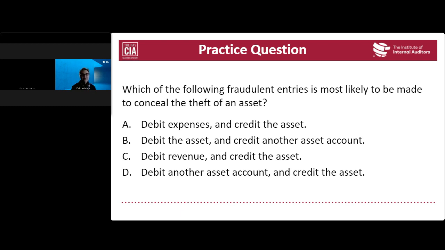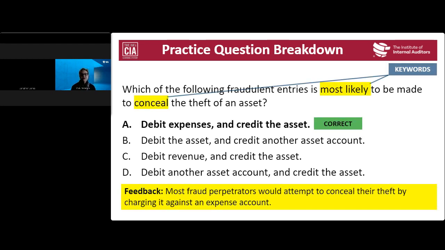In this example, it has an orientation around an accounting question with the debits and credits. So you want to focus on the key words. Fraudulent entries, most likely to be made to conceal the theft of an asset. So to hide something that someone has stolen. So in this instance, the correct answer is answer A, debit an expense account and credit the asset.